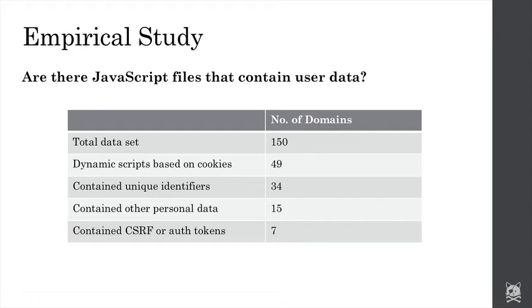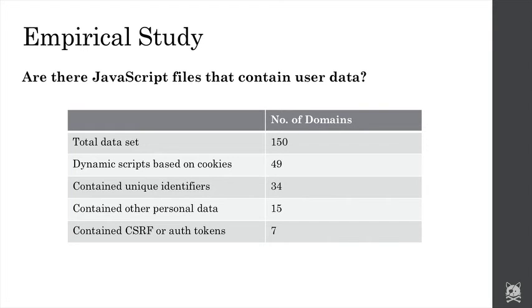We found scripts that contained snippets of emails. We found scripts that contained calendar entries. We found birth dates, your location, your school, and so on. So all the data that we seeded in the beginning. And we even found 7 pages that had cross-site request forgery and authentication tokens inside the scripts. So to answer the question, are there JavaScript files that contain user-sensitive data? We can clearly say yes. 1/3 of the web pages have these scripts, and there is some interesting data in script files.